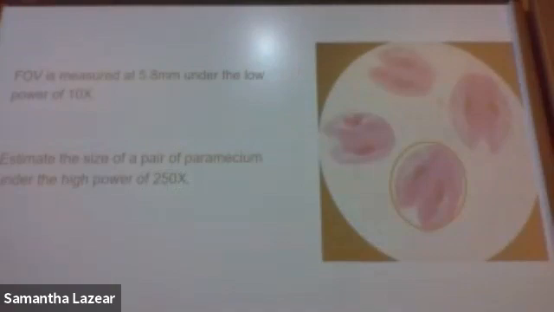So this will be pretty much exactly what your test will be like. It'll be the same format, but different numbers and a different picture. I have given you the field of view at low power, and I need you to estimate the size of a pair of paramecium. What you're seeing here is paramecium conjugation, so they're coming together and switching DNA. A pair of paramecium, which I have circled for you in the orange circle. Estimate the size of a pair of paramecium under the high power of 250x.